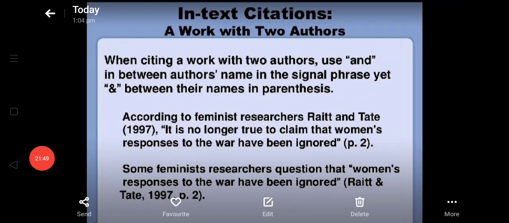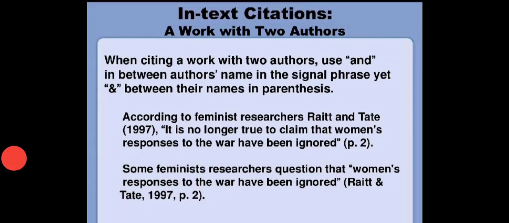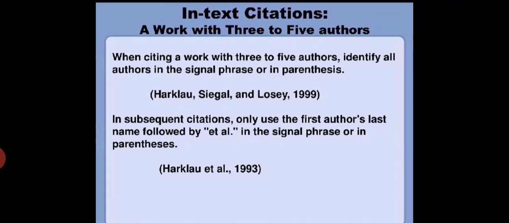There are two different ways which we can use to quote the work with two authors. For example, according to feminist researchers Reid and Tate 1997, it is no longer true to claim that women's responses to the war have been ignored, page number 2. And the other way is: some feminist researchers question that women's responses to the war have been ignored, Reid and Tate 1997, page number 2. So in the second quotation, the writer name, page number, and year of publication are given at the end.